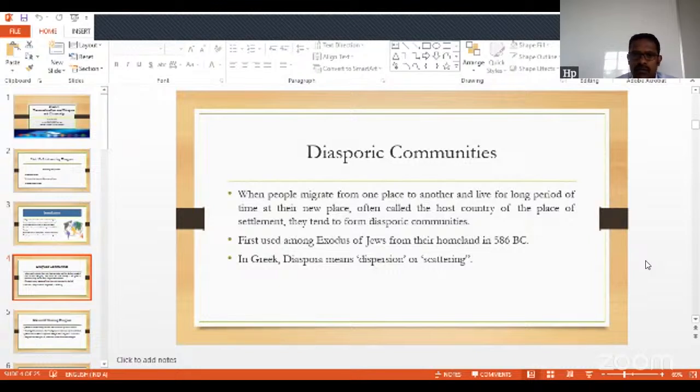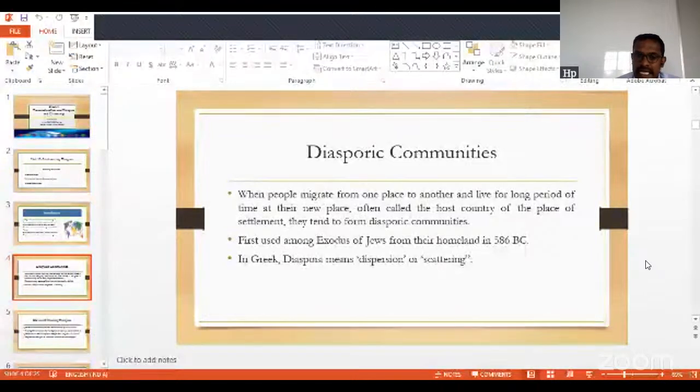The background of it is 586 BC, the exodus of Jews from their homeland. When they moved from their homeland due to expulsion by the Roman emperor, they moved from one place to another. They have the same language and culture, so in that country they form a community. Then they are termed as a diaspora.